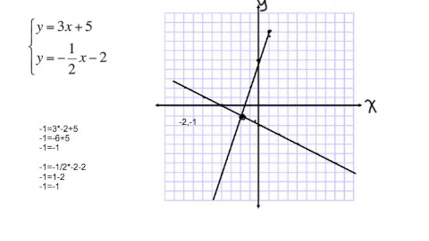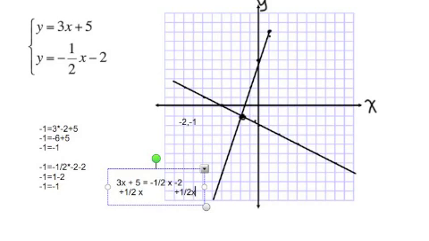Once again, I'm going to drop the y and set the two equations equal to each other. So 3x plus 5 will now equal negative 1/2 x minus 2. Combining the x's together, I'm going to add 1/2 x to both sides. On the next line, I'm going to get 3.5x plus 5 is equal to negative 2.